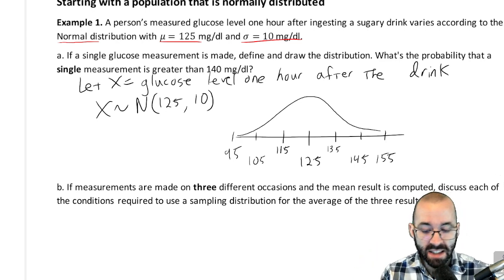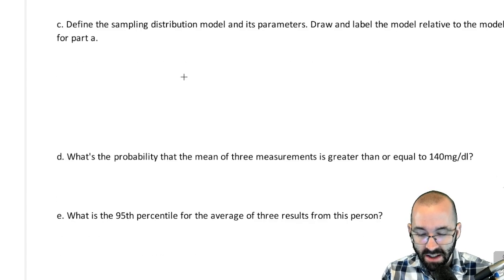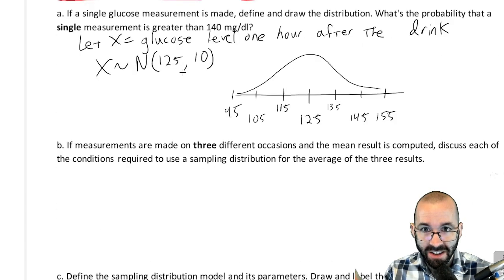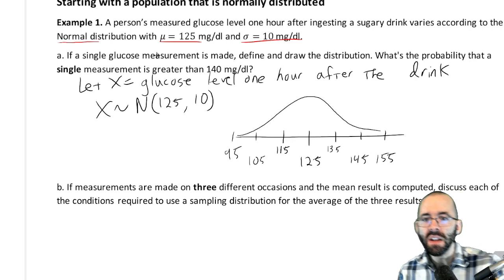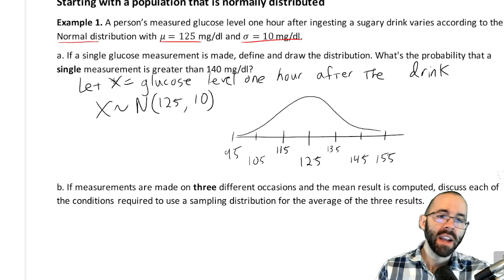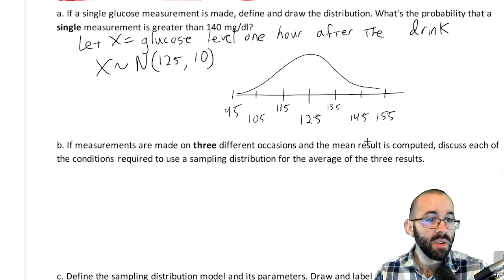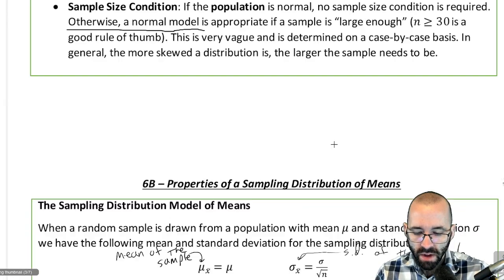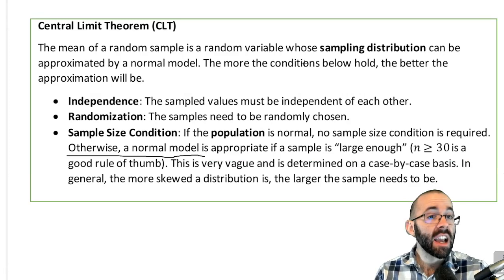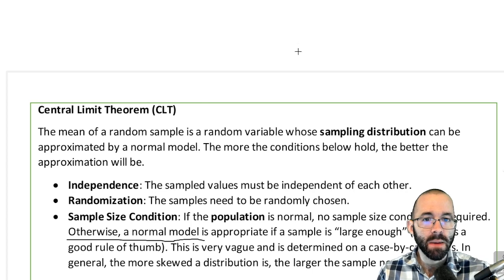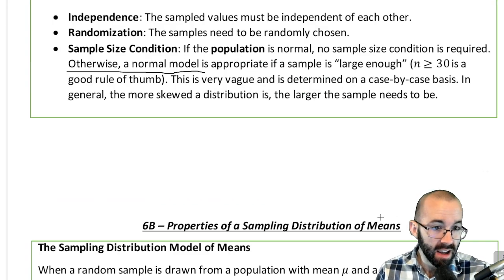Parts B, C, D, and E are new news. So, if measurements are made on 3 different occasions and the mean, the average, is computed, what conditions do we have to use so that we can use a sampling distribution? Well, if we're looking at multiple measurements and looking at the averages, that's what sampling distributions are. Sampling distributions of means, anyway.